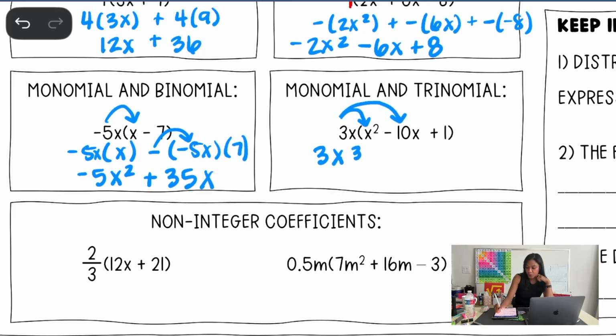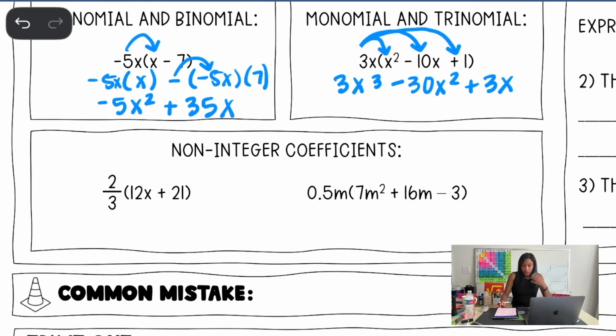Then we have 3x times negative 10x. In order to do this, we're going to multiply the two constants together. 3 times negative 10 is negative 30. And x times x is x squared. And then we are multiplying times 1. Anything times 1 is itself, so plus 3x. And we have successfully expanded that phrase as well. All right.